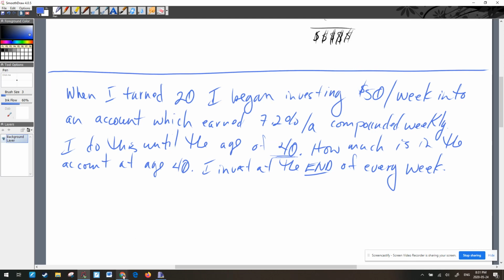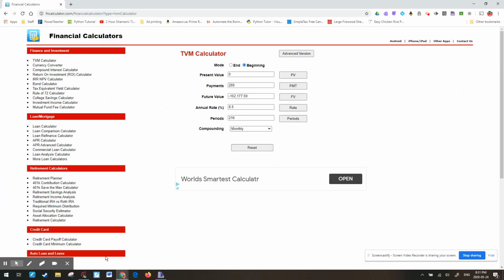Welcome back. So I'm going to start filling this thing out. I am going to hit reset to clear this all out. It says that I'm paying at the end of every week. So there it is, end of every week. Present value: I didn't start with anything, zero. Payments: how big are my payments? I said that I'm making payments of $50.